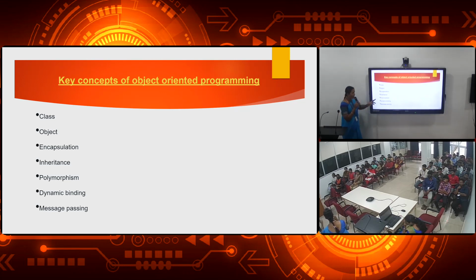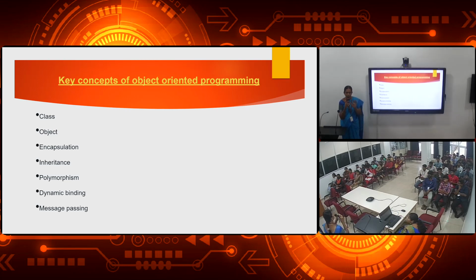So here the polymorphism is going to consist of two types. What are they? One is compile time polymorphism and another one is runtime polymorphism. So give some example for runtime polymorphism. Which concept is implementing the runtime polymorphism? Virtual functions. You have to have a clear idea about this topic.